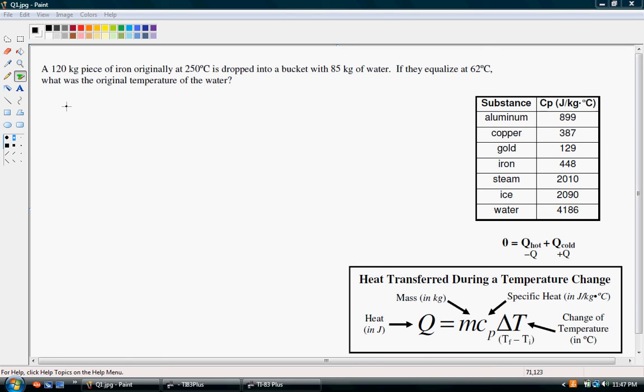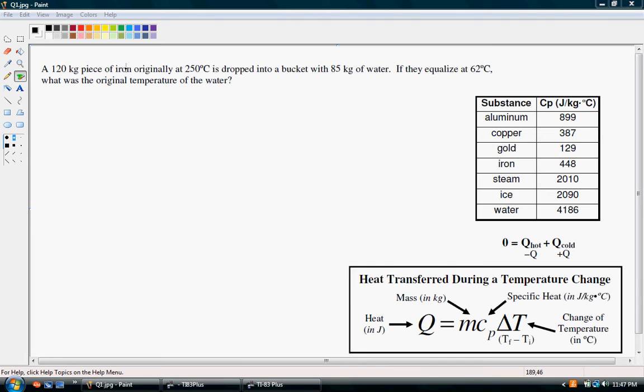So here we have a 120 kilogram piece of iron that's originally 250 degrees Celsius, and it's dropped into a bucket with 85 kilograms of water. If they equalize at 62 degrees Celsius, what was the original temperature of the water?